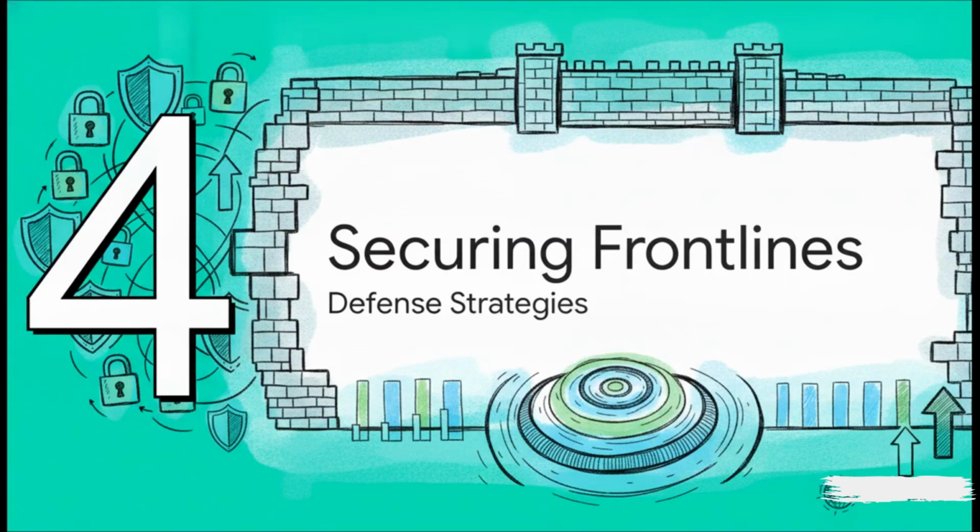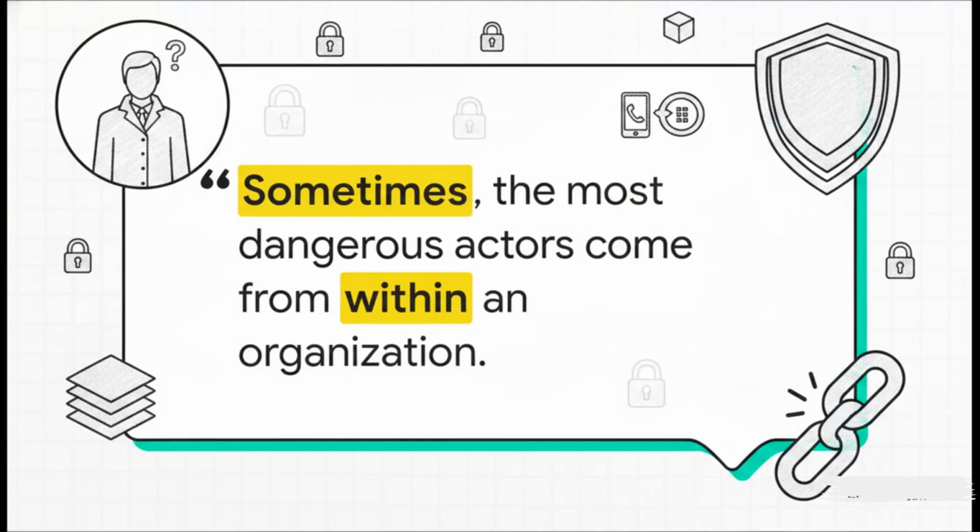And that brings us to Section 4, securing frontlines, defense strategies. I really want to pause on this quote from the source material for a second. Sometimes the most dangerous actors come from within an organization. Despite all the incredibly terrifying external threats we just looked at, a truly robust defense absolutely must account for those internal vulnerabilities. That means rigorously utilizing that least privileged model we talked about earlier, along with multi-factor authentication, ensuring that internal accounts can't easily be weaponized against your own company.